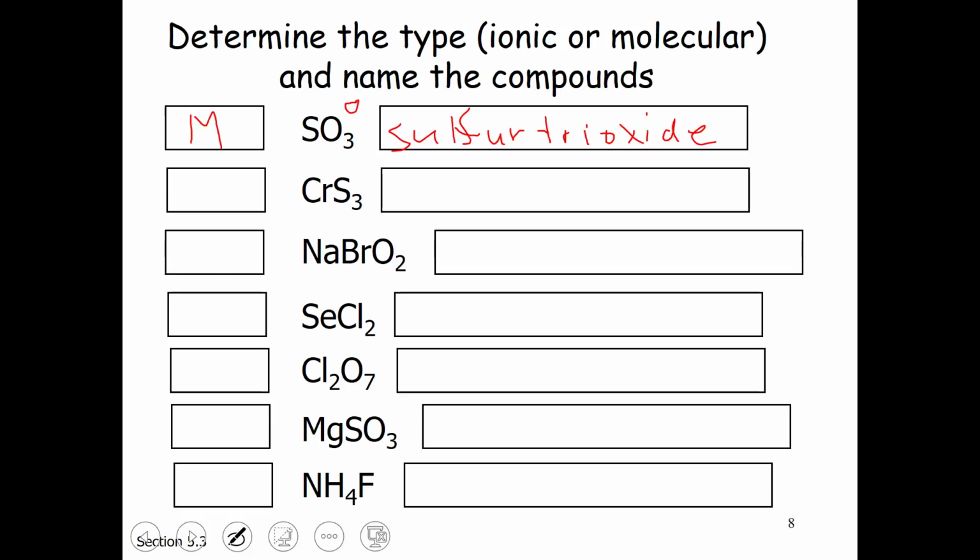Okay, the next one has chromium in it. Chromium is a metal, so I think I have to name this as an ionic compound. Sulfur, I would guess, would probably be -2 for each sulfur, since it's underneath oxygen. That would give me a chromium charge of +6. So I would have to call this chromium(VI) sulfide.